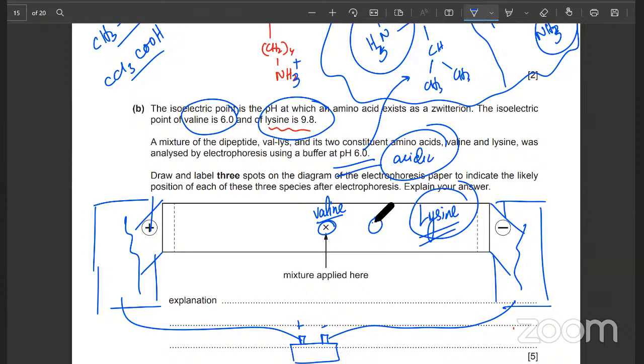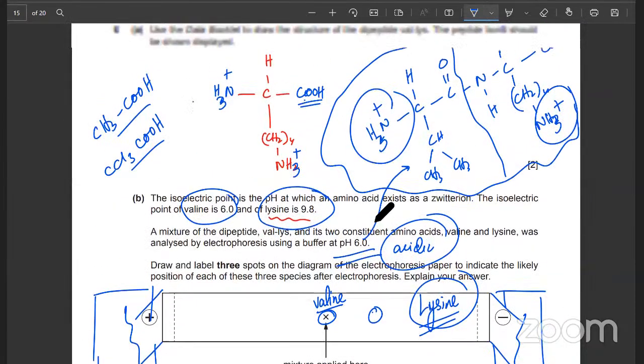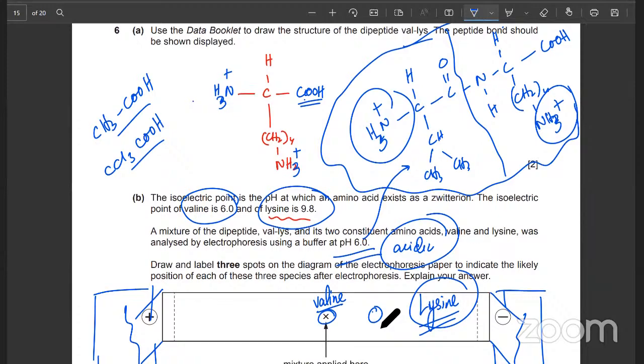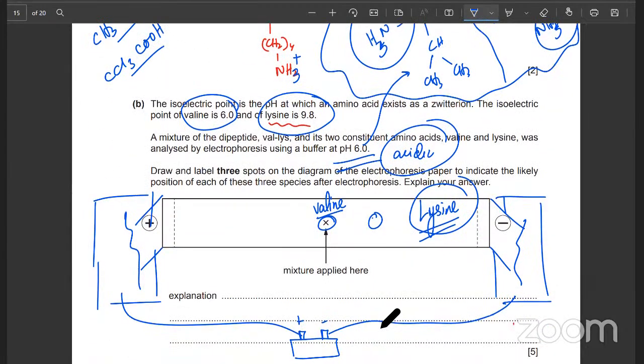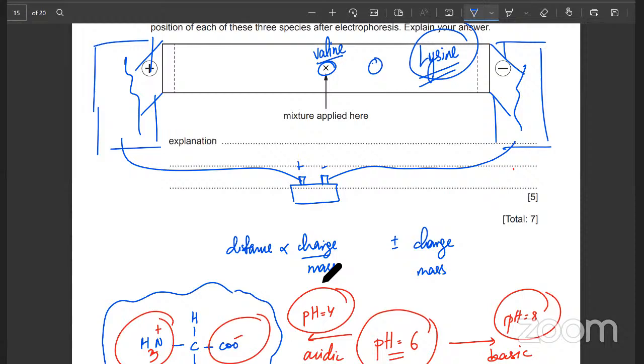नहीं सर, फिर से बताएं क्या चीज़ है बोली, who is more what? मास ज्यादा है इसलिए वो कम ट्रैवल करेगा, वरना it's the same. हाँ, it's going to travel to the negative side, लेकिन compared to lysine, उसका mass ज्यादा है, so it's going to travel a lesser distance. Half the distance, सही है सर, समझ आ गया. क्योंकि वो charge inversely proportional to mass ना, distance.